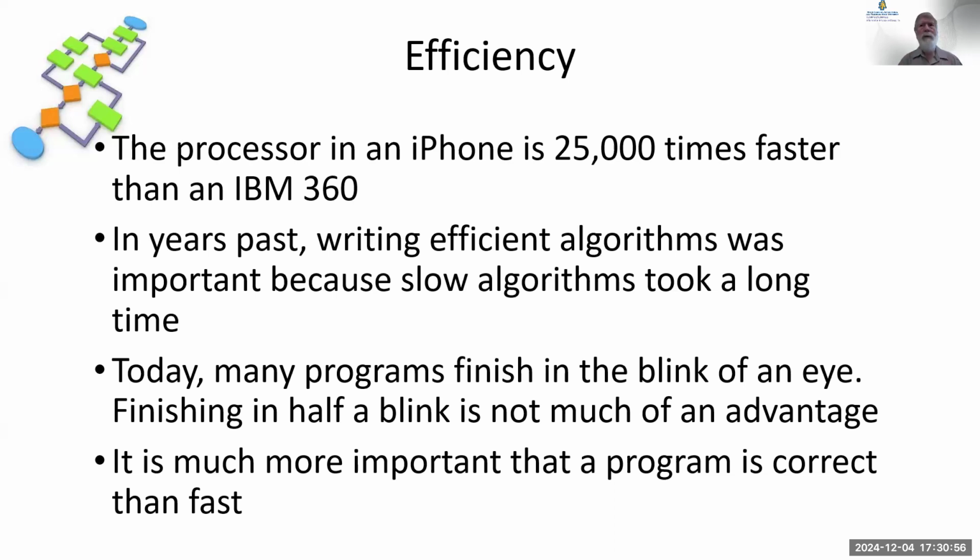Correctness is so much more important. It's so much more important that your program is correct, because if it gets the wrong answer, it doesn't matter if it gets the wrong answer very, very quickly. No good. You have to get the right answer. The right answer fast is nice, but the right answer is much more important than getting the wrong answer quickly.